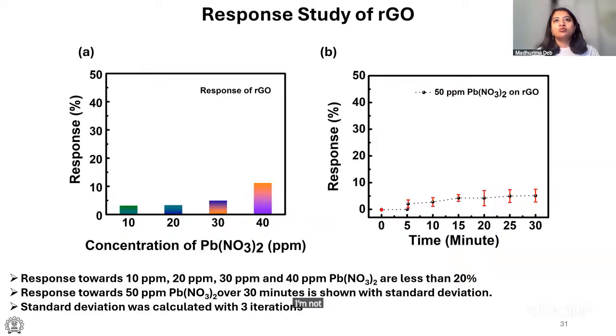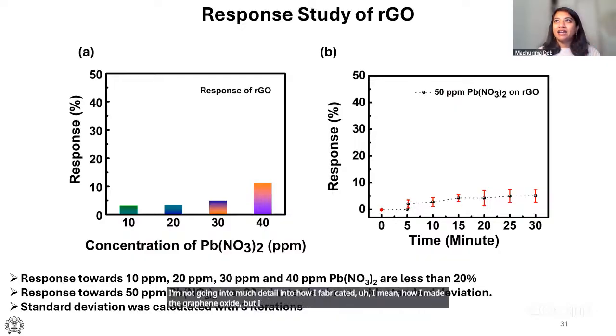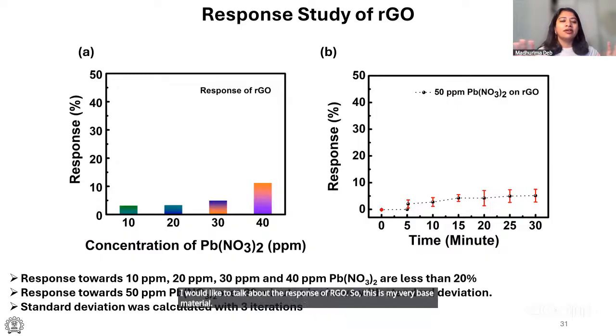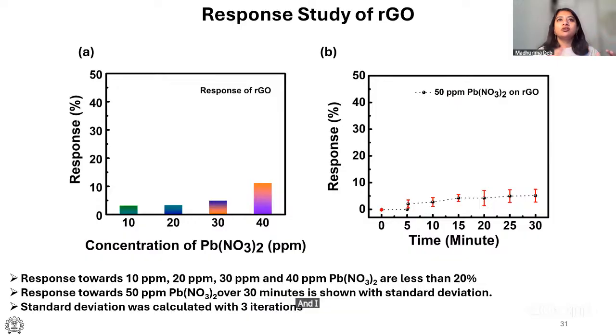I'm not going into too much detail about how I fabricated it, how I made the graphene oxide, but I'll come back to it. Before that, I would like to talk about the response of RGO. This is my very base material, reduced graphene oxide, okay? And I'm using different concentrations of lead nitrate in the ppm range.